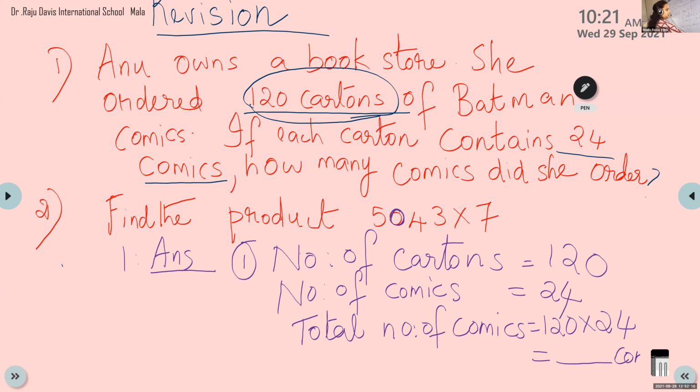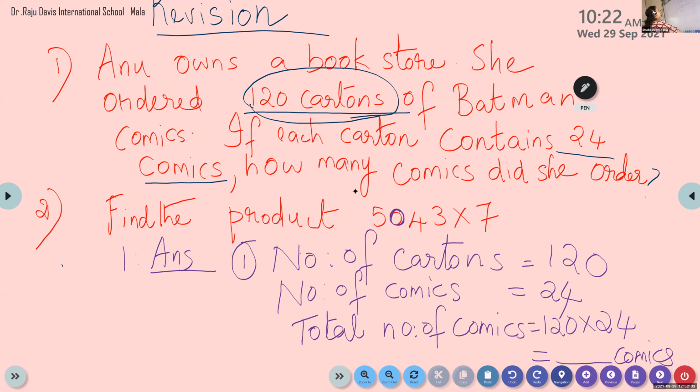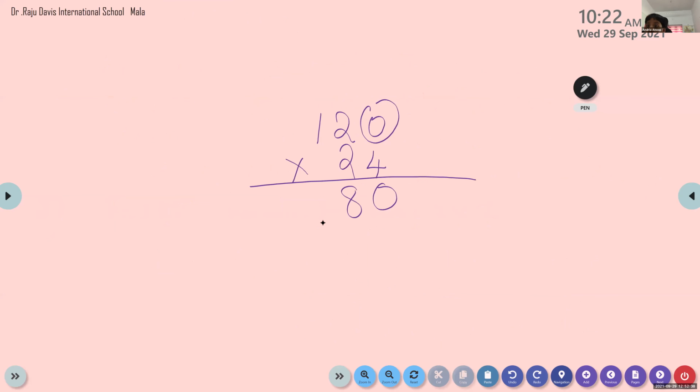120 multiplied with 24. Okay, we'll do together. Andrea, tell me what is 4 into 0? 0. 4 twos are? 8. 4 into 1? 4. Okay, second row starts with?